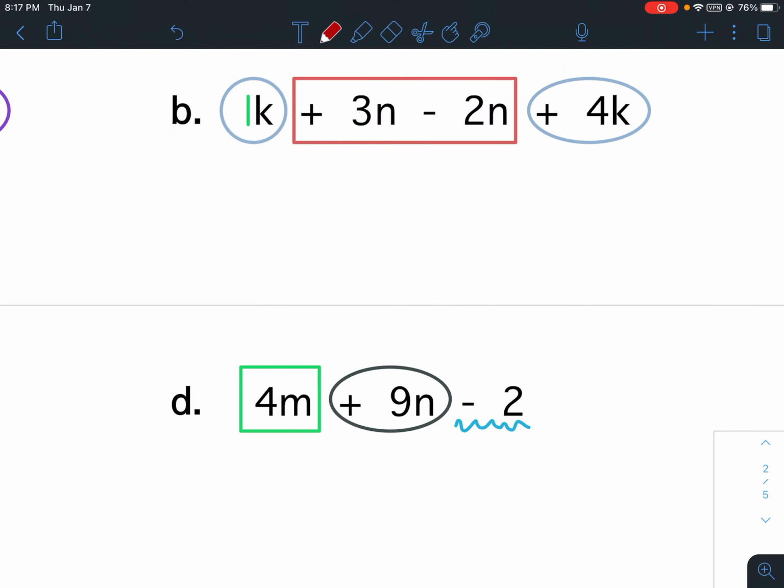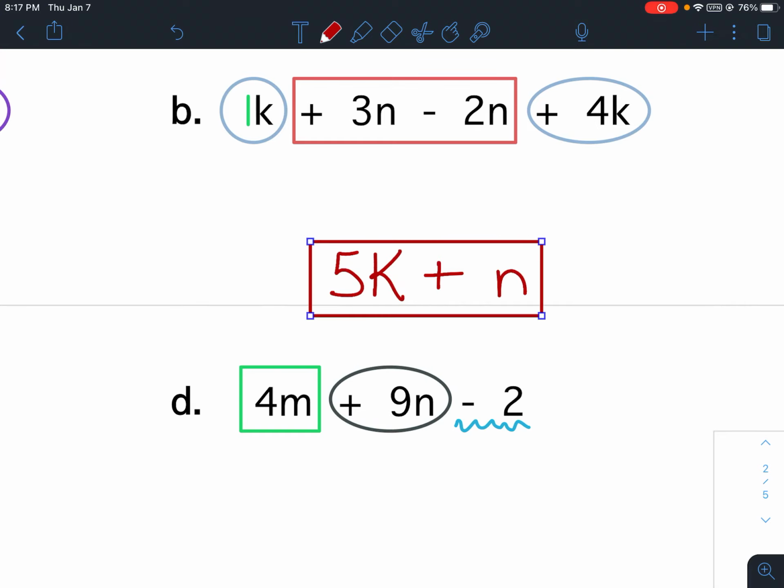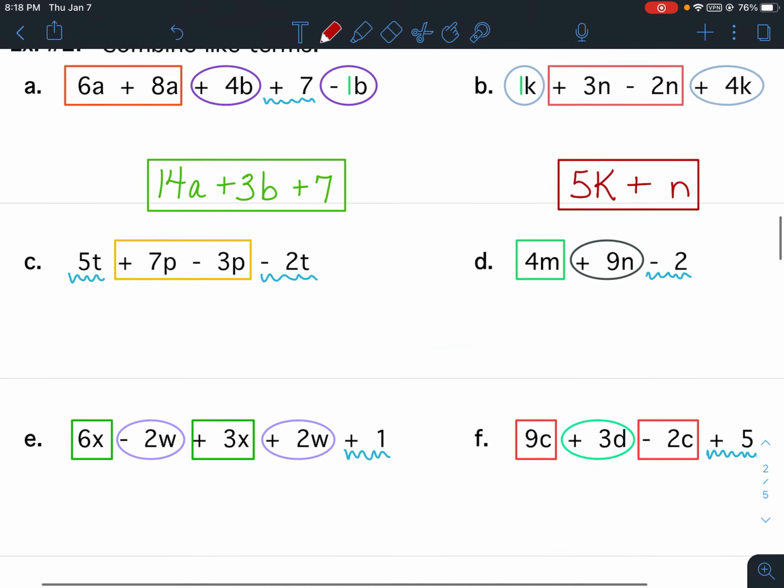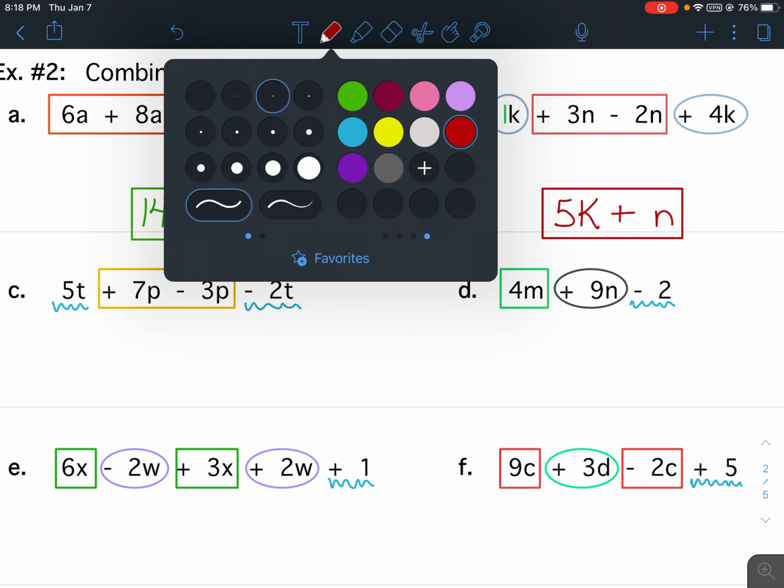I circled the K terms and I boxed the N terms. Going in alphabetical order, we would start with the K terms. So 1K plus 4K would give me 5K. Then 3N minus 2N would give me 1N. Now, when the coefficient is 1, we don't put that. So instead of putting 1N, I'm going to put 5K plus N. Now, if you would write 1N in your answer, I would not mark it wrong. But technically, you don't need the 1. Again, make sure your answer matches mine.